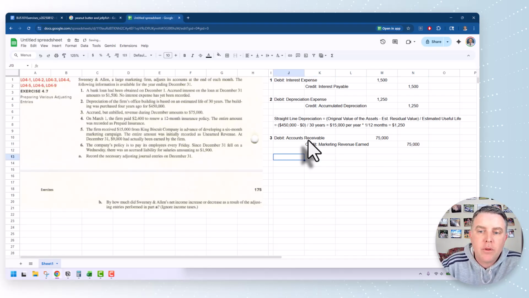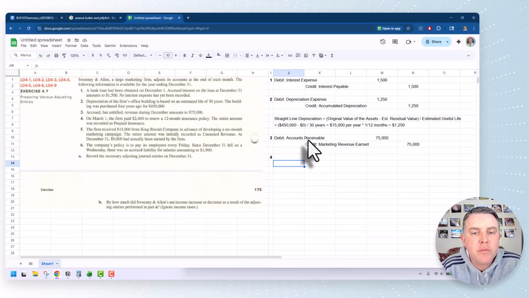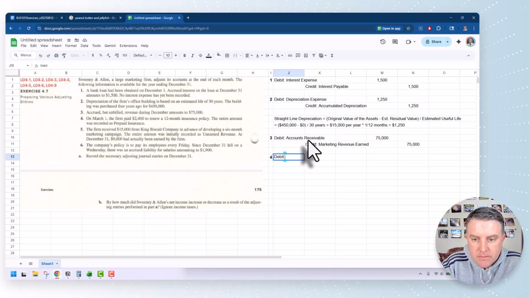Okay, that's number three. Number four, on March 1st, the firm paid $2,400 to renew a 12-month insurance policy. The entire amount was recorded as prepaid insurance. So what we have to do is record the insurance expense as we use the policy. So we're going to say debit insurance expense and credit the asset prepaid insurance.